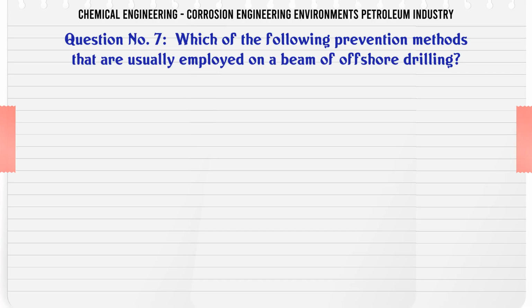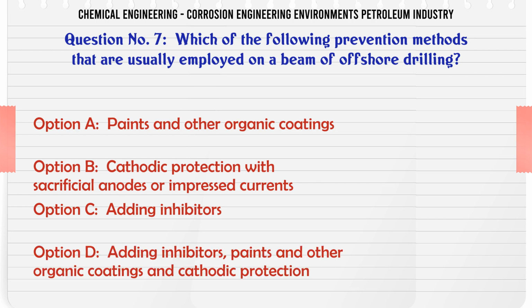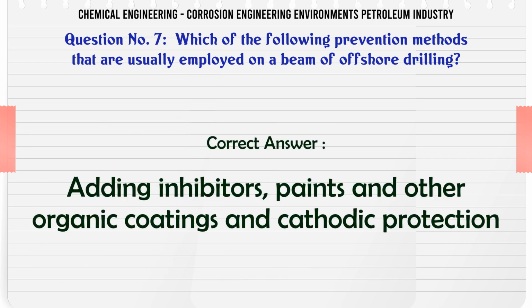Which of the following prevention methods that are usually employed on a beam of offshore drilling? A. Paints and other organic coatings. B. Cathodic protection with sacrificial anodes or impressed currents. C. Adding inhibitors. D. Adding inhibitors, paints and other organic coatings and cathodic protection. The correct answer is adding inhibitors, paints and other organic coatings and cathodic protection.